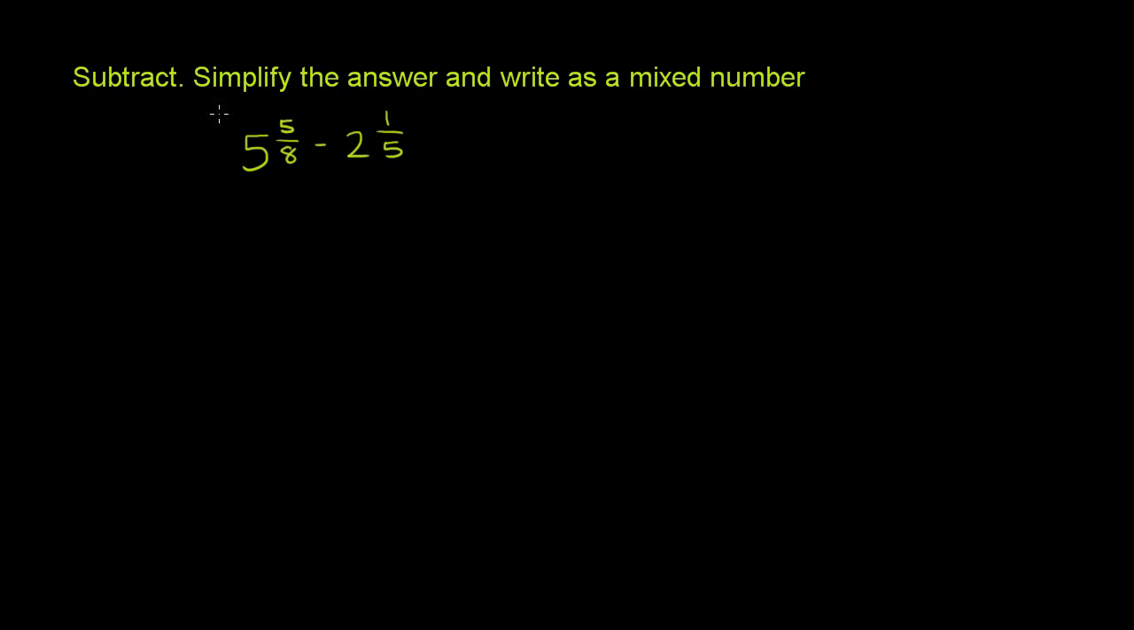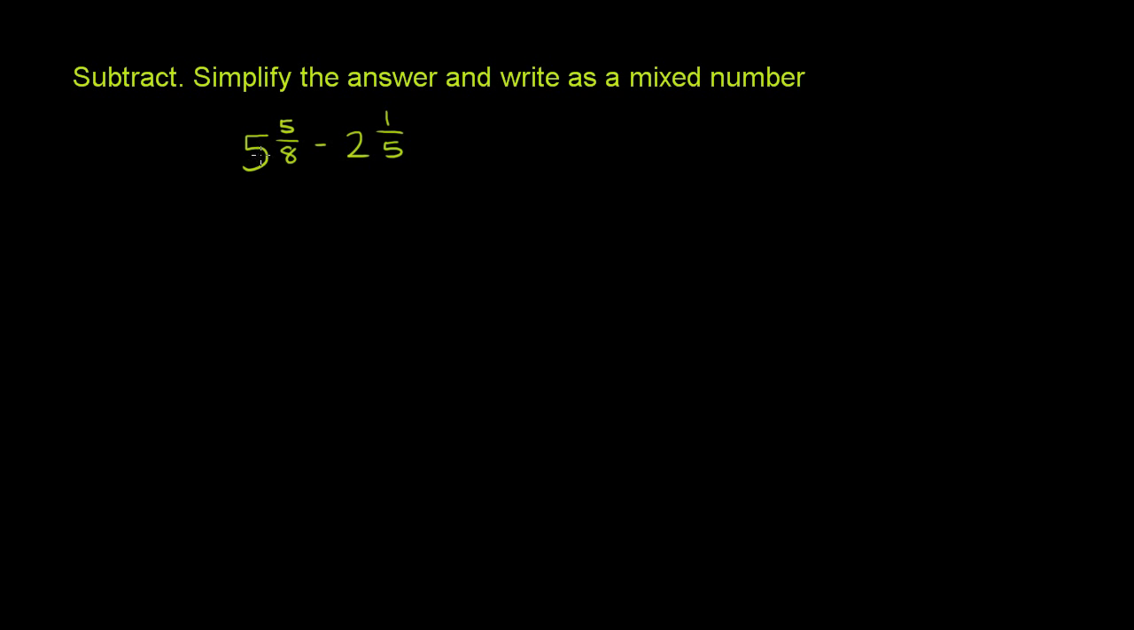We're asked to subtract, simplify the answer, and write as a mixed number. So we have two mixed numbers here. And like when you're adding mixed numbers, you can do it two ways. You can either turn both of these into improper fractions and then subtract, or you can subtract the whole number parts and then the fraction part. So let's do it that way.